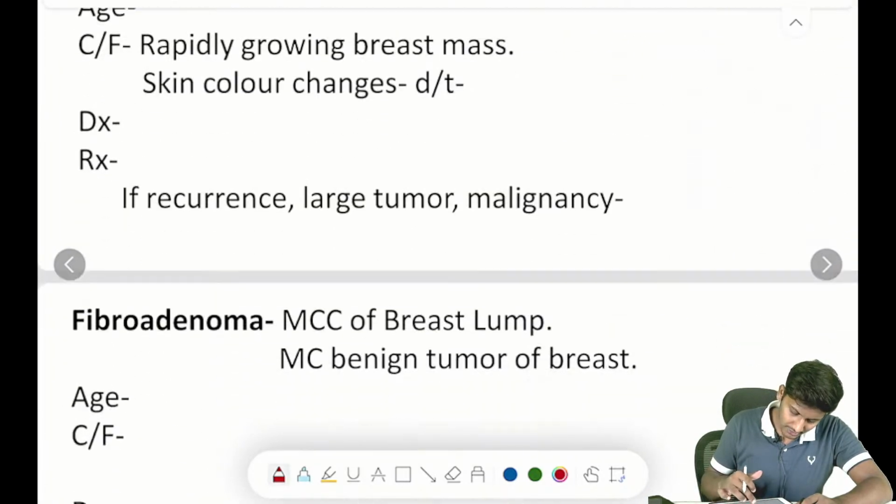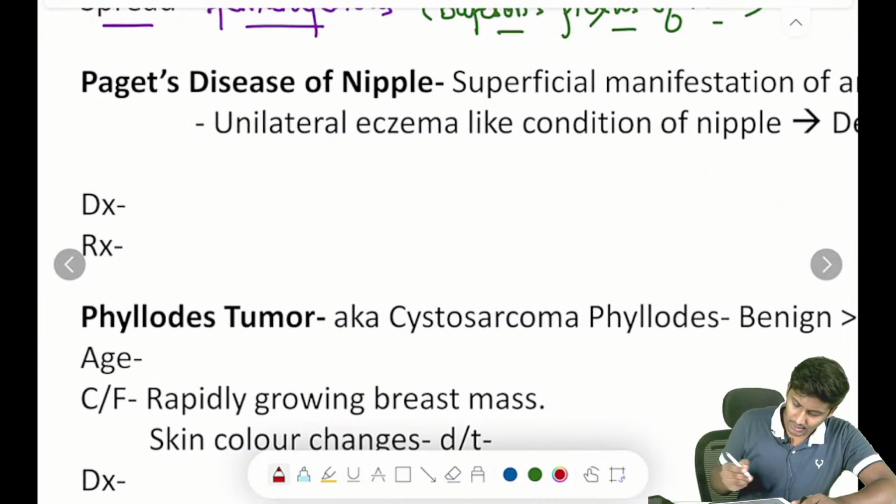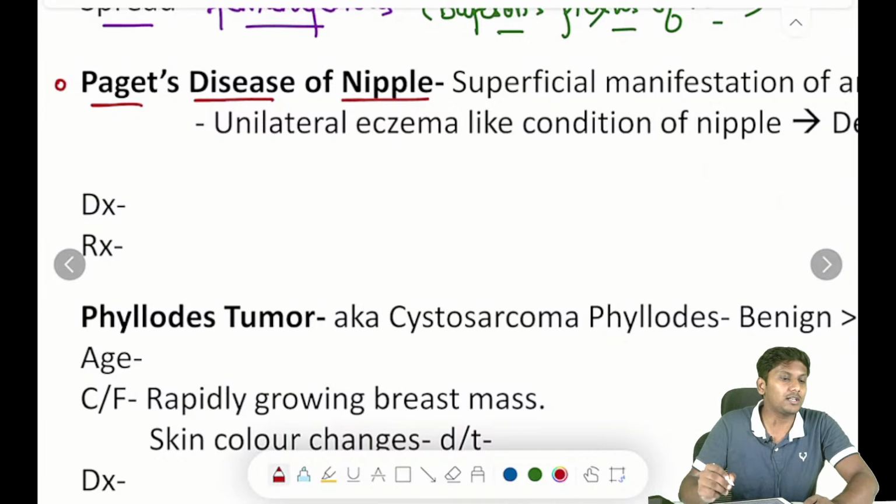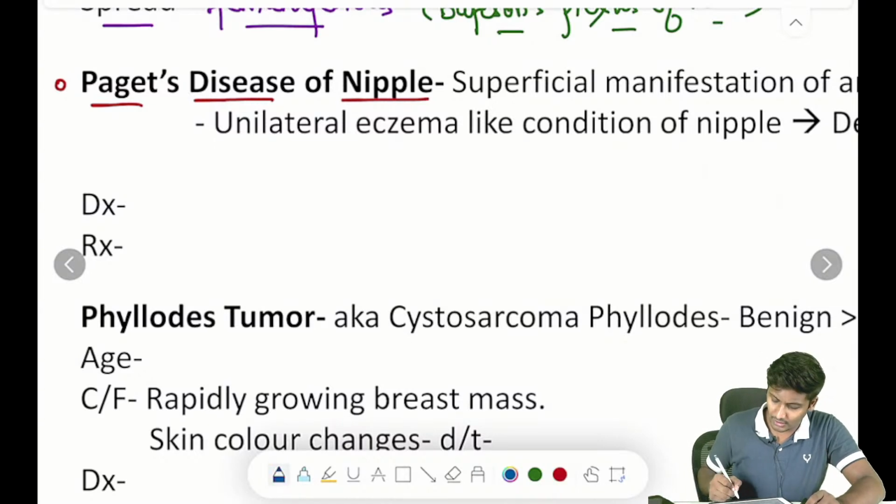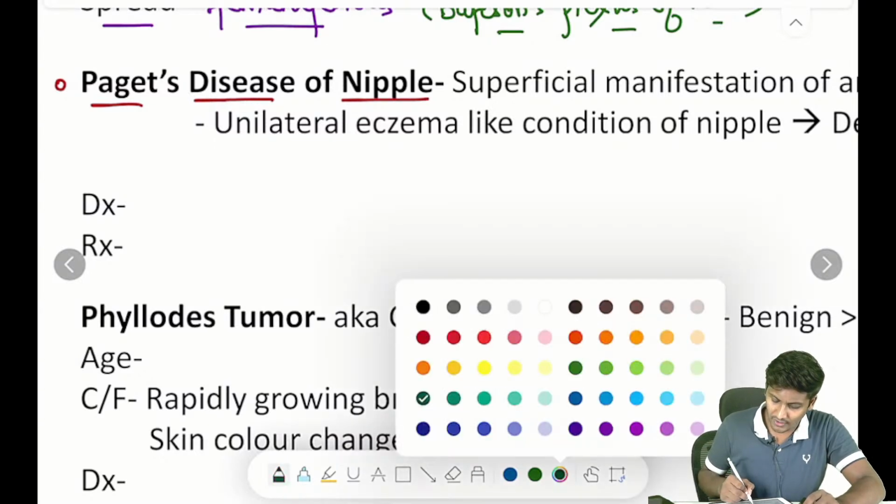Okay, now let's discuss further the next conditions of your breast. The first one being Paget's disease of the nipple. As I've discussed already, Paget's disease is also seen in bones, but this is a different one. Paget's disease of the nipple is nothing but a superficial manifestation of an underlying malignancy.